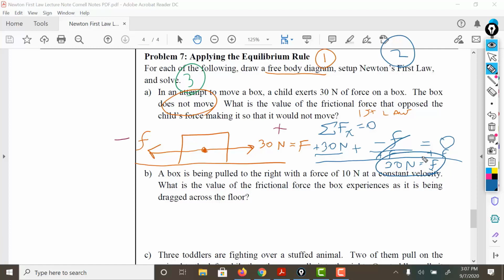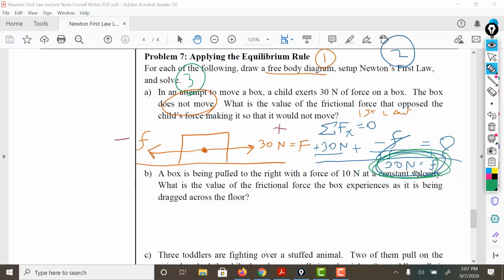So in this case, the answer is, and that should be in green. Sorry, that was the third part. We already solved it. So the frictional force is 30 newtons. Now you think to yourself, that makes sense. Because if this thing isn't moving, if it's balanced, whatever you give it is whatever it takes. It makes sense that it would be 30 newtons.